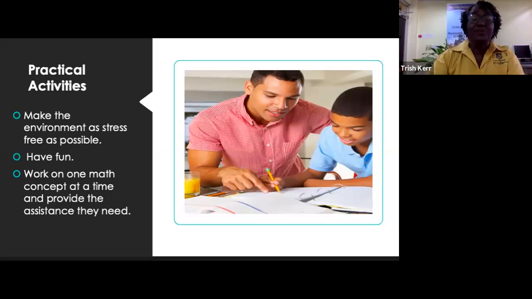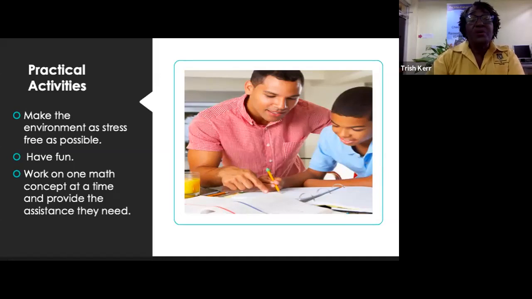And if you had math anxiety, you'll be passing it on to the others. Look at the picture. We can see a father. Sometimes we don't see the fathers in the home helping the student. But we see the student is happy, smiling, working. And that's what we want to create for our children.